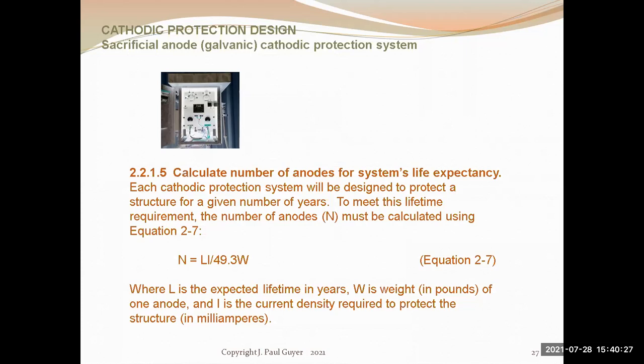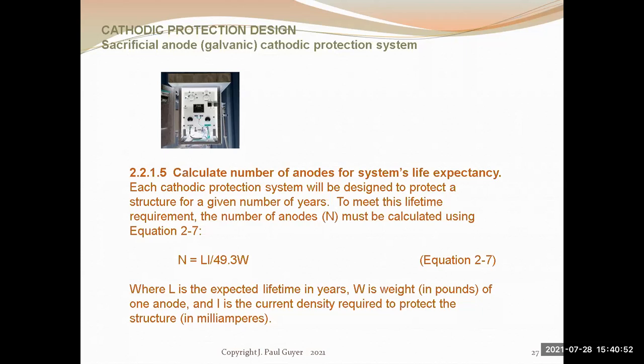Each cathodic protection system will be designed to protect the structure for a given number of years. This is just an assumption you make. I'm going to design for 10 years, 15 years, whatever. Then the assumption is we're going to have to go out there and replace those anodes because they will have corroded away.